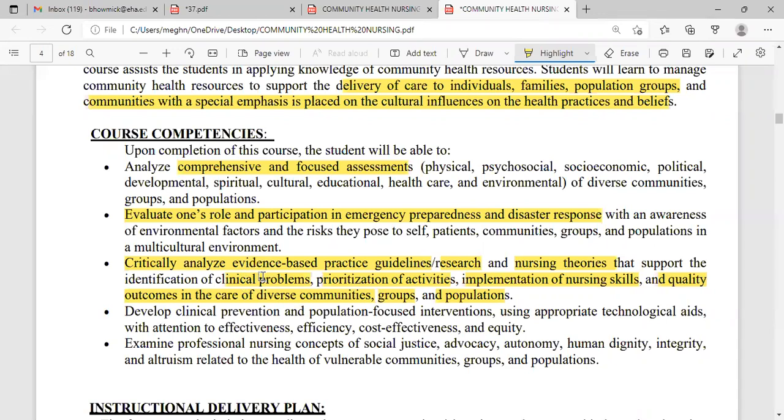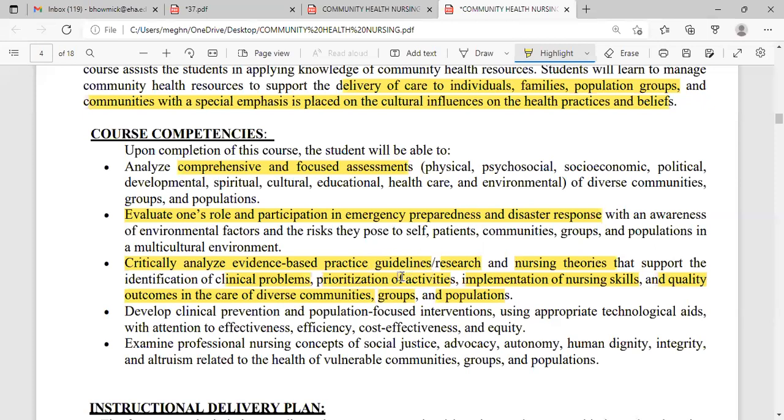Like in a disaster, a tornado, you have 10 patients. Out of 10 patients, which one needs care first? Which one do you have to check first? You have to assess your patient, and then you go and give the treatment. So, prioritization of activities.